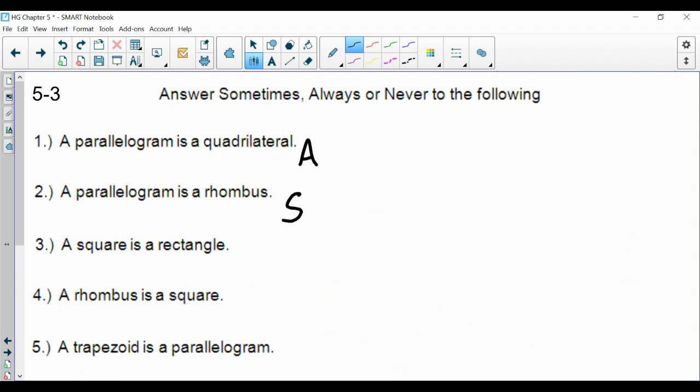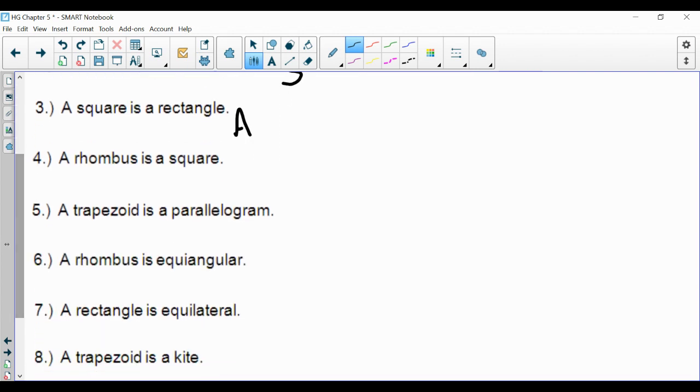Okay. A square is a rectangle. Well, every square is indeed always a rectangle. Again, square is the lowest one. So if we're talking a square, it's pretty much related to everything except for the trapezoids, right? All right, a rhombus is a square. So now rhombus is not as specific as a square. So that means it's going to be sometimes.